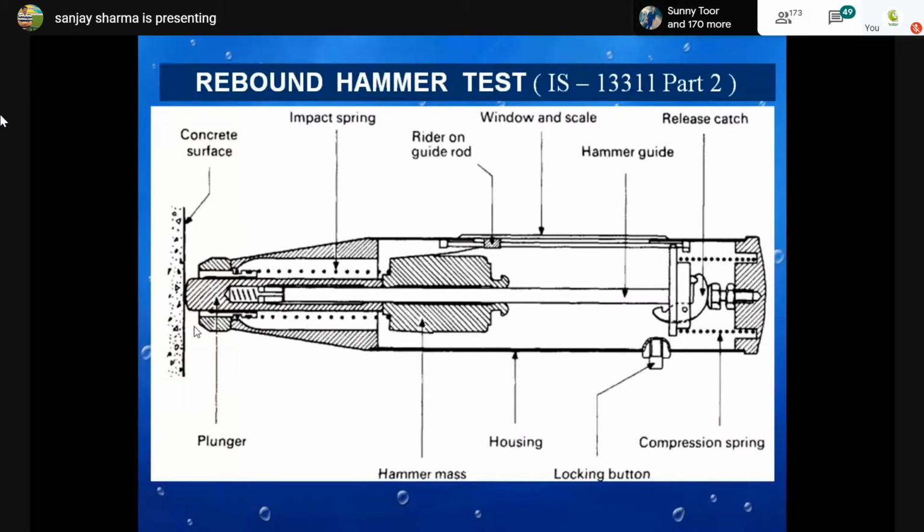In any non-destructive test, we are not measuring the direct property. Here, compressive strength is not measured directly as in cube strength, but we are measuring one property which is called hardness. So we measure that hardness, and it has been correlated with the strength of the concrete.